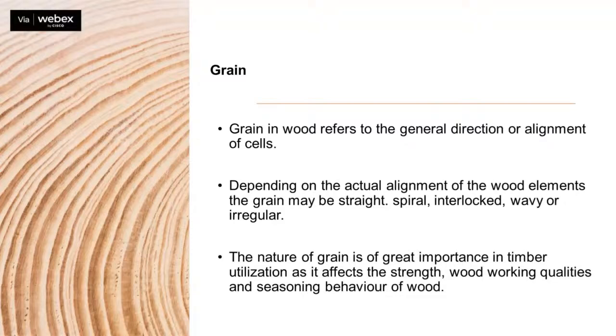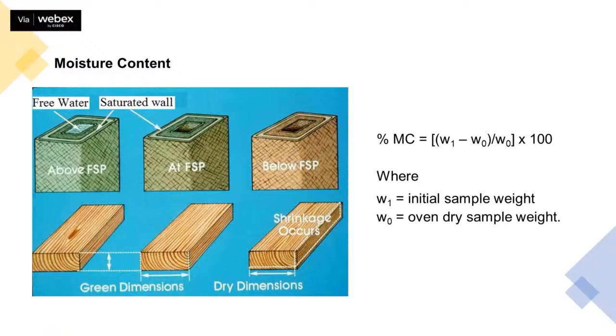The moisture content is a very, very important parameter as far as wood is concerned. Normally, the moisture content in a standing tree can range from 30 to 300%. But when you utilize the wood for some product, we need a moisture content equivalent to the prevailing moisture content of our atmosphere, which is around 10 to 12%. So we have to bring down the moisture content to that level.